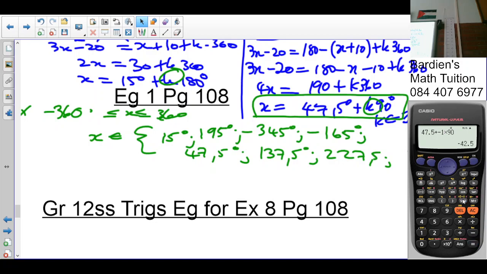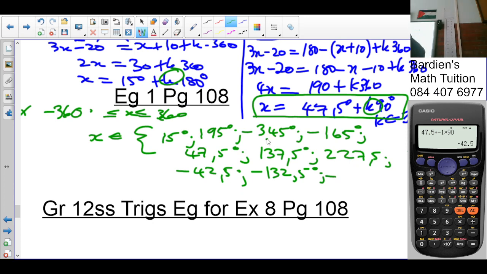So minus 1 gives us negative 42.5. If I go with minus 2, negative 132.5. If we go minus 3, sorry, 222.5. Next, negative 0.5, and of course minus 5 will give you outside. Okay, will you guys understand?